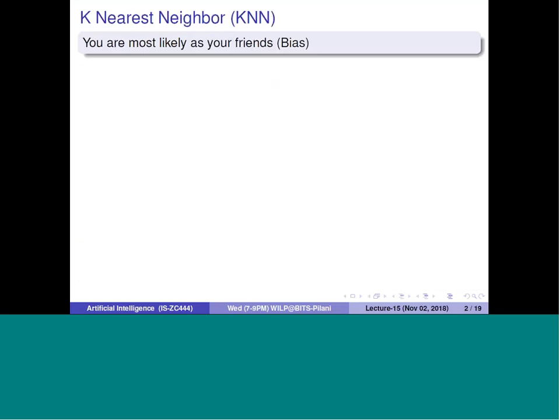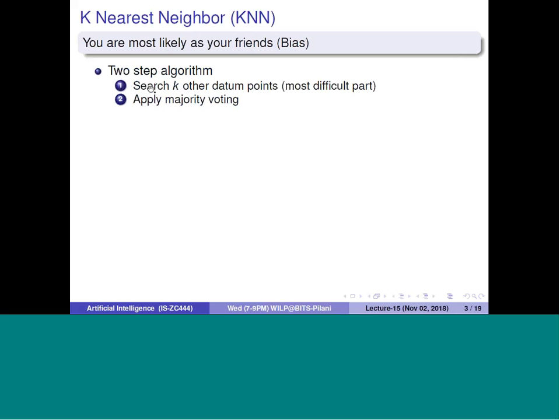So the first technique that we are going to see for classification is the k nearest neighbor, abbreviated many times as KNN. It assumes, meaning your bias is, that you are most likely like your friends. If you want to find out what kind of person he is, you find out what kind of people are surrounding him. If he is a police officer, more police officers would be his friends. If he is a farmer, more farmers would be his friends. Now this is the assumption. There could be counter examples also.